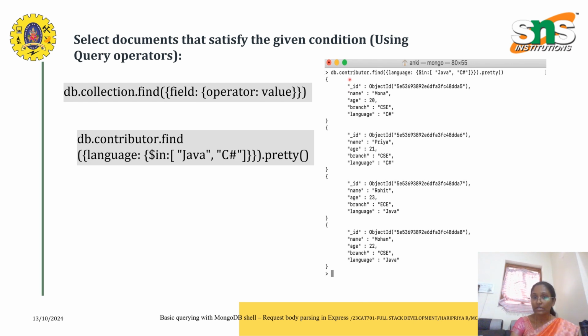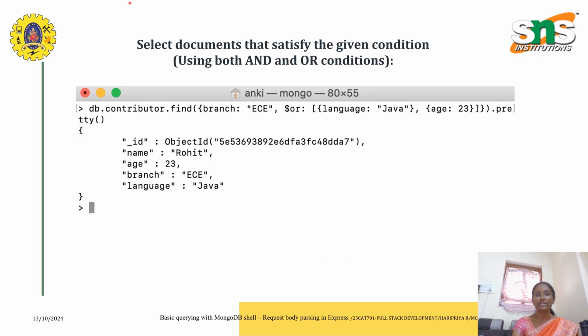db.contributor.find language, with $in on Java and C#. This is the line of the definition. I'll use the pretty method to show your data. I'll give the condition here, and based on this condition my data will be displayed on my screen. Clear, guys?